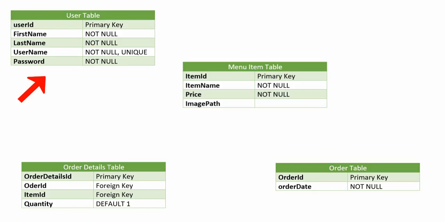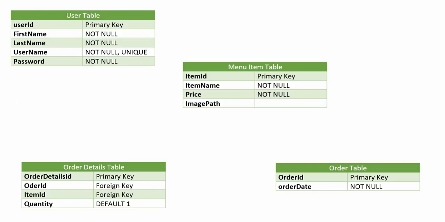In the user table, we have user ID, which is primary key, and that primary key can be used to uniquely identify each user. Thereafter, we have first name, which is not null, last name, also not null. We have username, which is not null and unique. Thereafter, we have password, and this is also not null. And this table helps to store user information who can use the system.